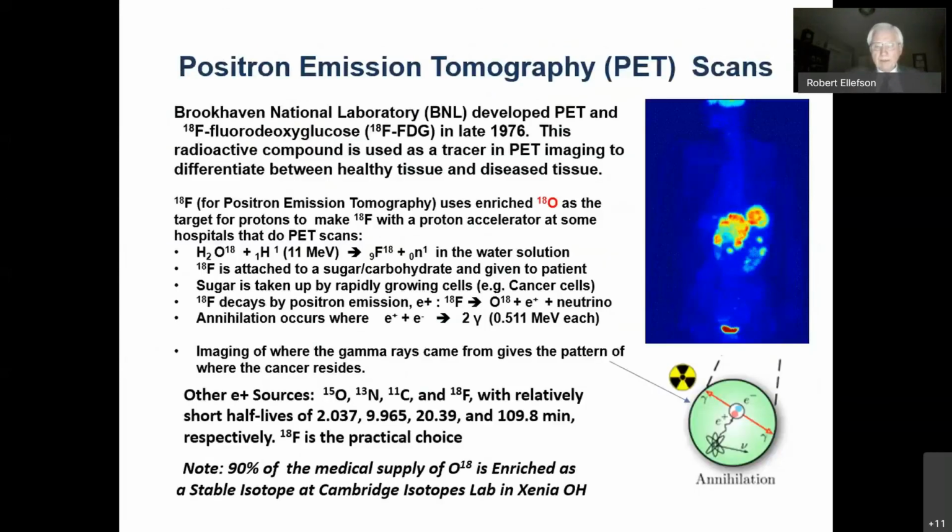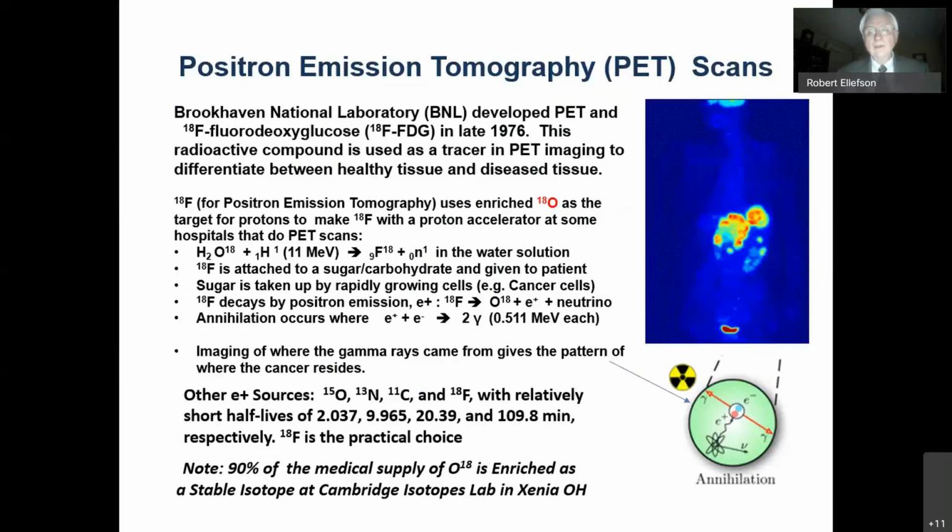The last one of these scan methods is positron emission tomography. Again, Brookhaven National Labs developed the PET scanning methodology and also the radiochemical that you use for identifying and producing positrons so that you can image the tissue.